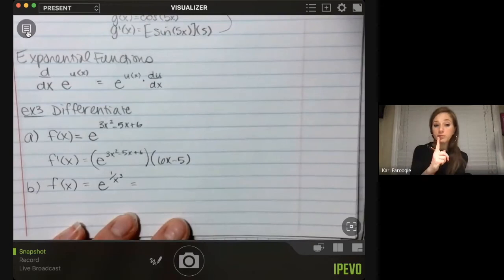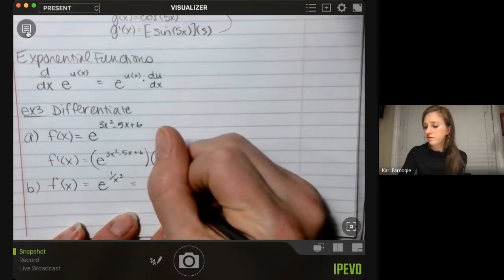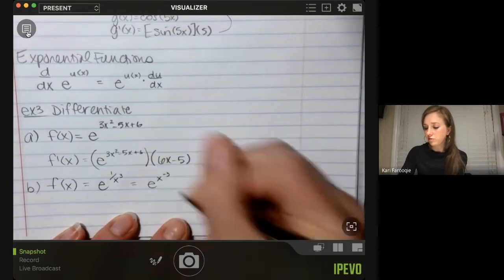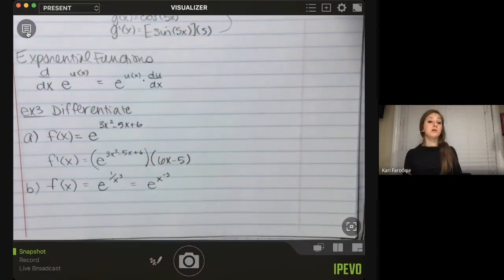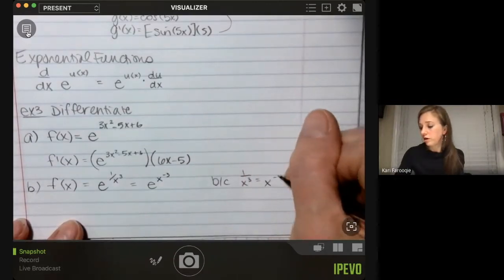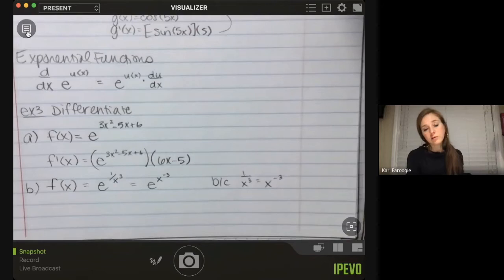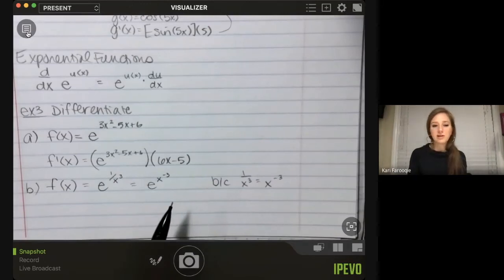Okay, I would rewrite your original function to have a negative exponent, because otherwise you are going to end up using the quotient rule, and nobody wants to do that. So rewrite this as e to the x to the negative 3rd power, because we know that 1 over x cubed is just x to the negative 3rd power. Once you rewrite that, this will become a much easier problem. Looking at this, it's kind of intimidating, but just taking that small step really makes it look a little bit clearer.